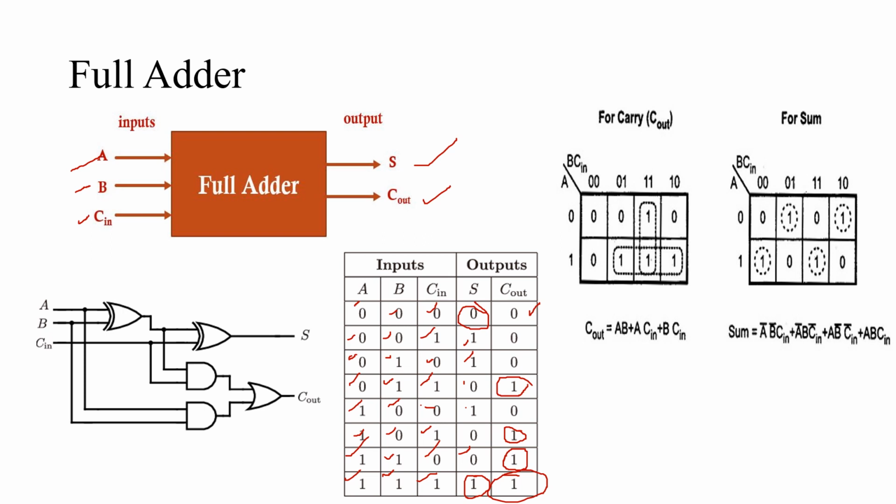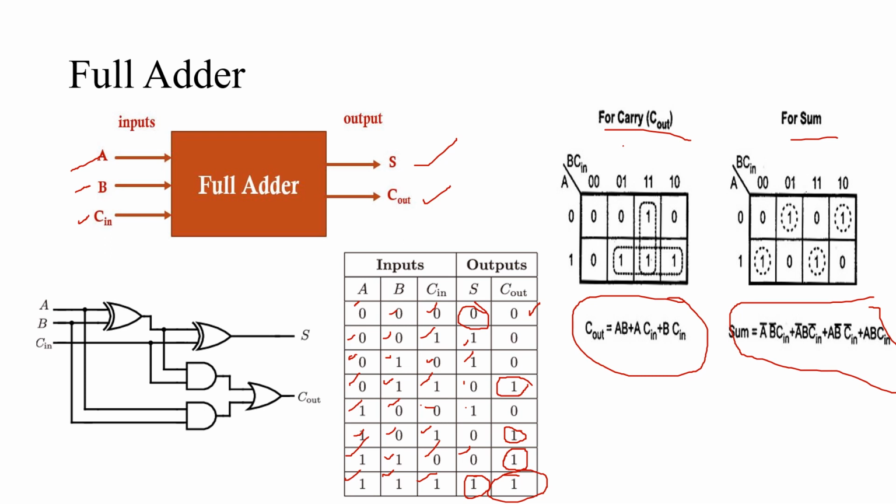Now using this truth table, we will draft the K-map again for carry and for sum. So we will mark the values and we will find the expression. So the carry expression is AB plus A Cin plus B Cin, and the sum expression is nothing but A XOR B XOR Cin.